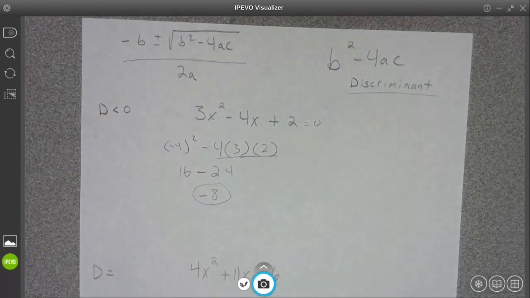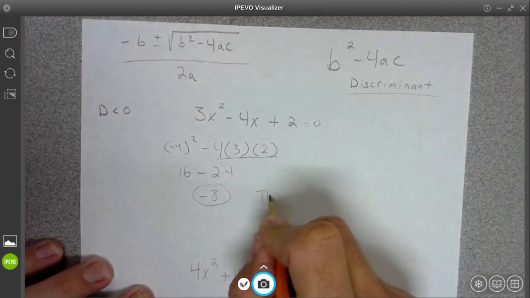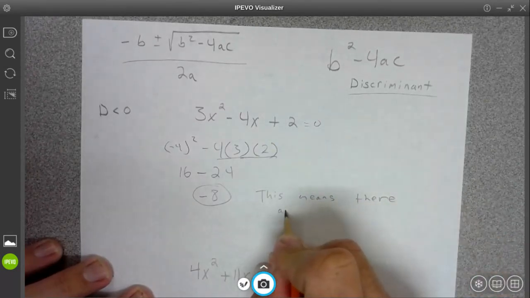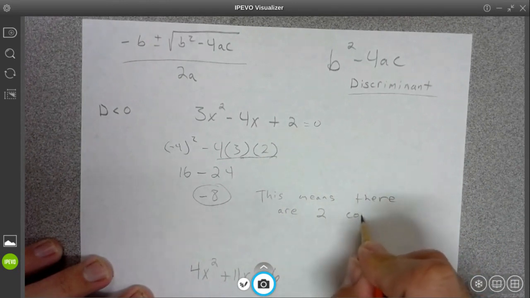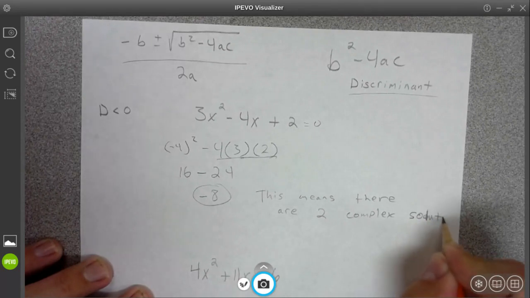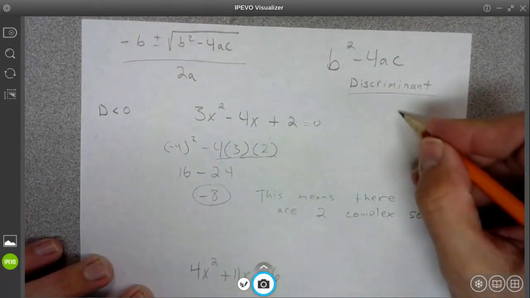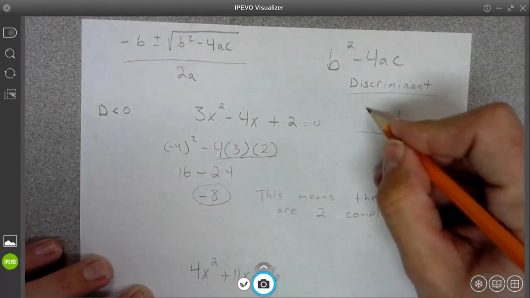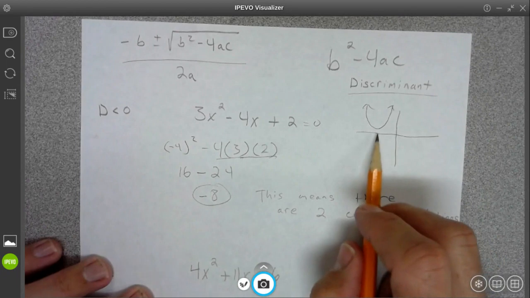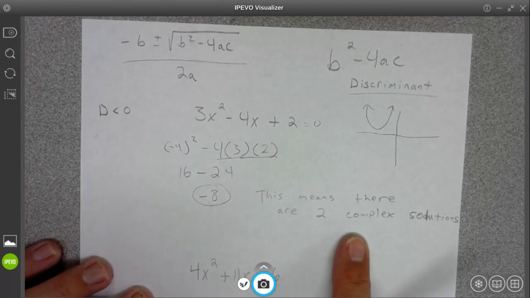All right, notice that's less than 0. So when the discriminant is less than 0, this means there are two complex roots or solutions. Roots is another name for x-intercepts. Basically, if you were to graph this, it wouldn't actually cross the x-axis, so it doesn't have any x-intercepts, or roots is what they would say, but we're just going to call them solutions. There are two imaginary solutions.